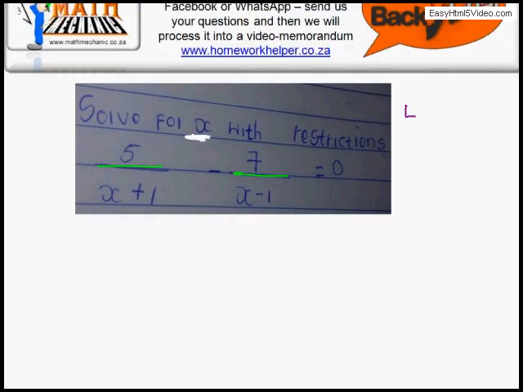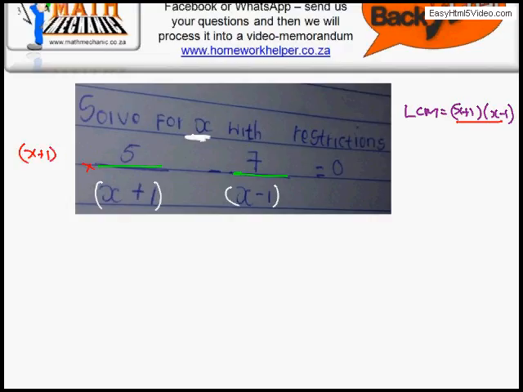Go and find the lowest common multiple of every one of the terms in your equation. And in this case, it will be x plus 1 and x minus 1. And I'm just going to put brackets around them there as well. That will then be my lowest common multiple of all the terms below the line. And literally what you do then is to multiply every one of the terms in this equation with the LCM. So we are going to multiply there with x plus 1, x minus 1.